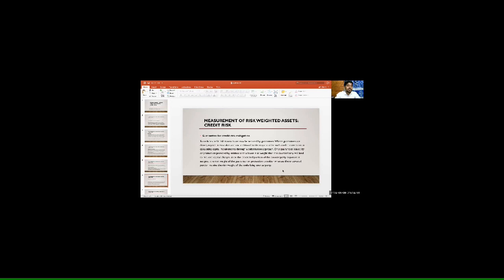Guarantee for credit risk mitigation. To reduce credit risk, where transactions are secured by guarantees that are direct, explicit, irrevocable, and unconditional, banks may consider such credit protection in calculating capital requirement through a substitution approach.